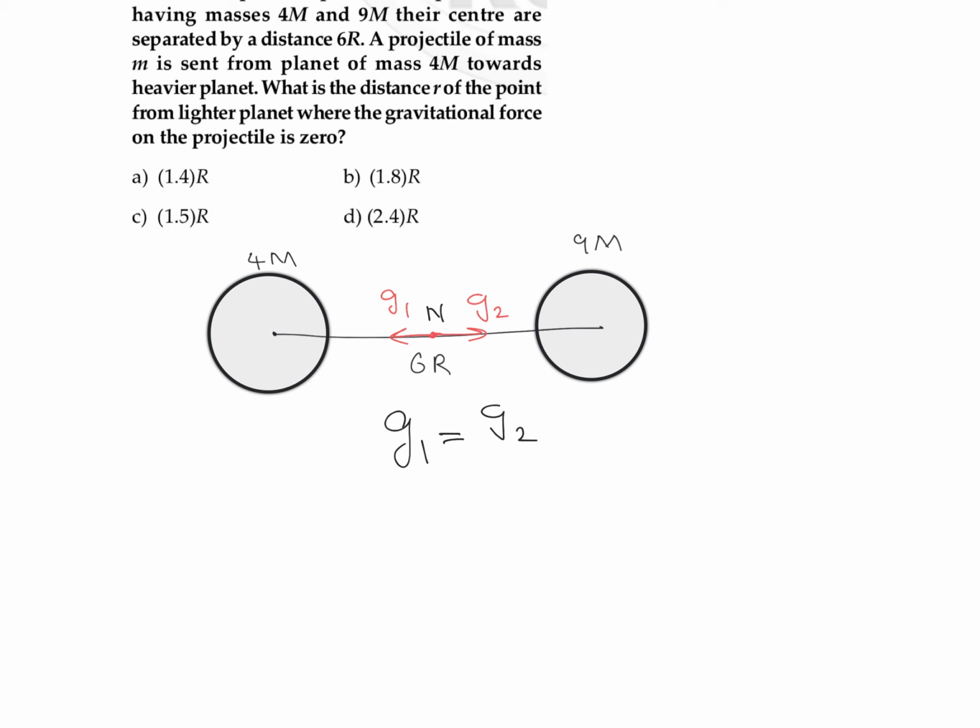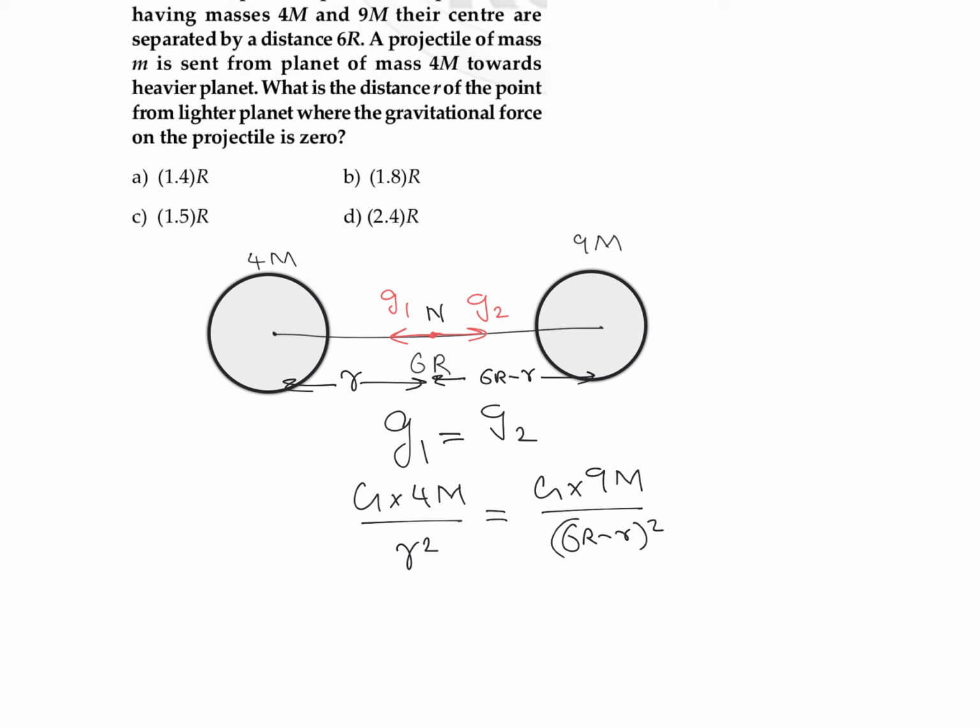We know the equation for g, that is G into M, where M here is 4m, divided by distance squared. Let's say we take the distance as r. So the distance from here to here can be written as 6r minus r. So we can write G into 4m divided by r square should be equal to G into 9m divided by 6r minus r the whole square.